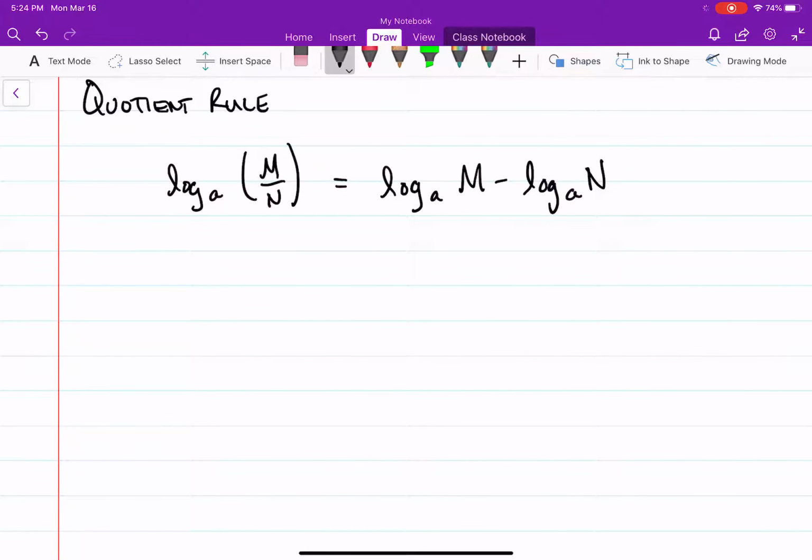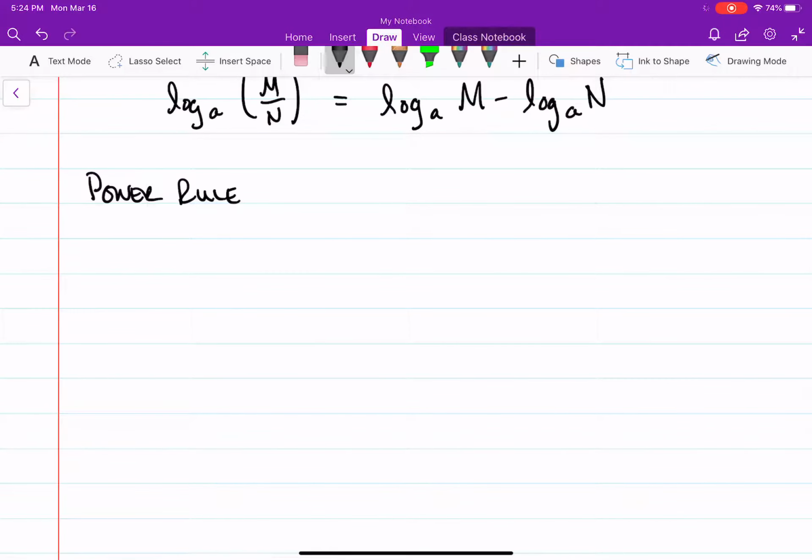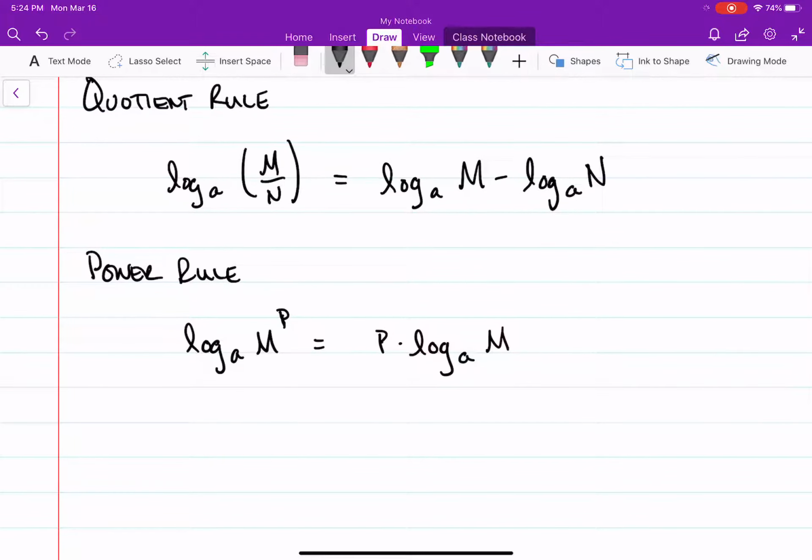And last but not least, the third rule is called the power rule. The power rule says if I have log base A of m raised to the p power, that's going to simplify to the power times the log base A of m. So again, these do go backwards, and that's what you're going to have to be able to do.